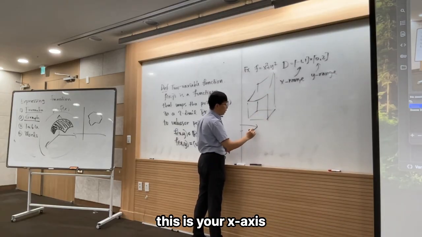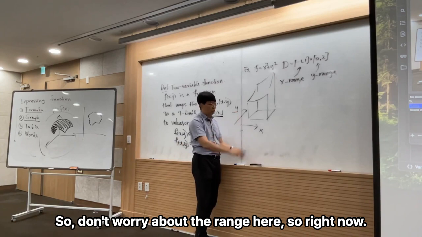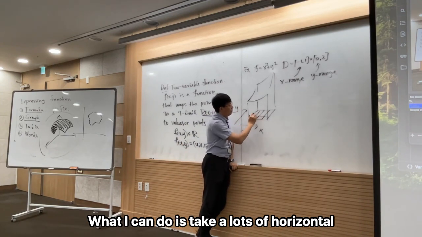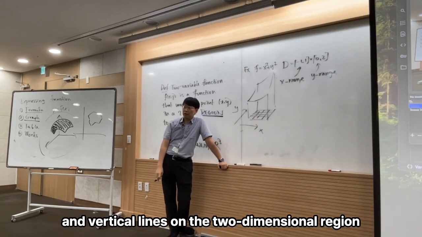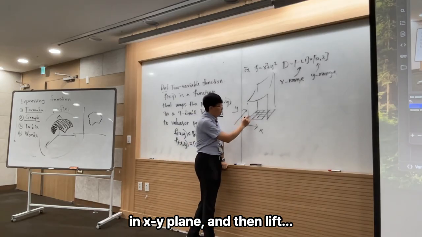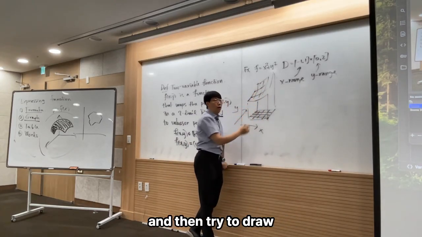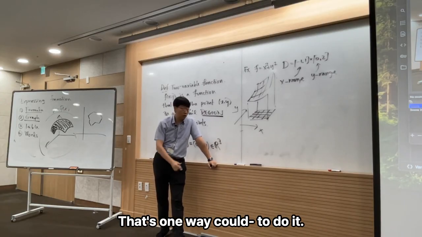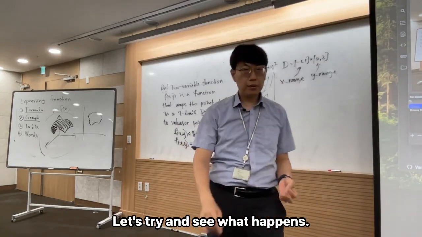So this is your x-axis, and let's say this is your y-axis. Don't worry about the range here. Right now, what I can do is take lots of horizontal and vertical lines on the 2-dimensional region in the xy plane, and then lift these lines up into the surface, and then try to draw the line segments in 3 dimensions. That's one way to do it. So let's try that and see what happens.